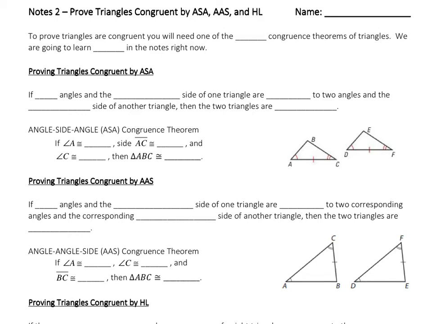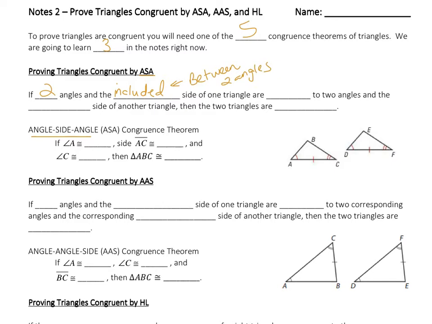Like I said in notes number 1, we have 5 congruence statements that help us prove that 2 triangles are congruent. In these notes, we're going to learn what the last 3 of them are. The first one is angle side angle, so ASA, and that tells us that if we have 2 angles and the included side, and remember, the included side means it's between.